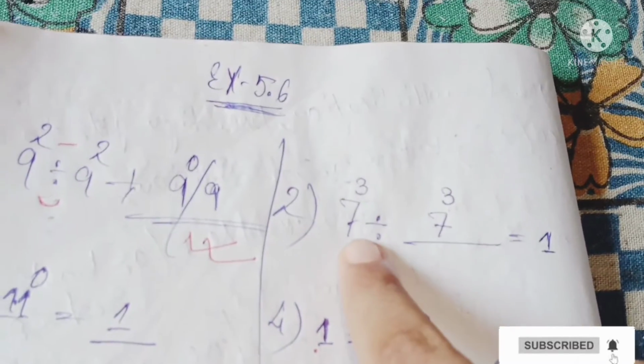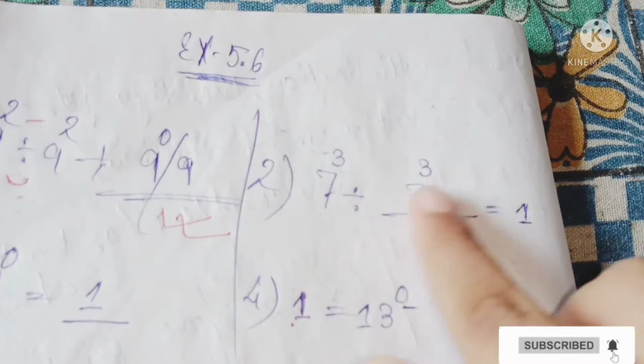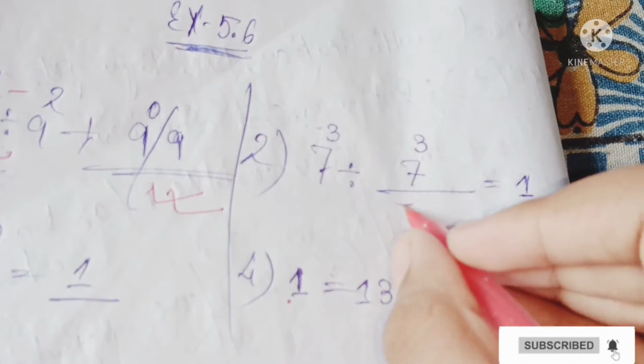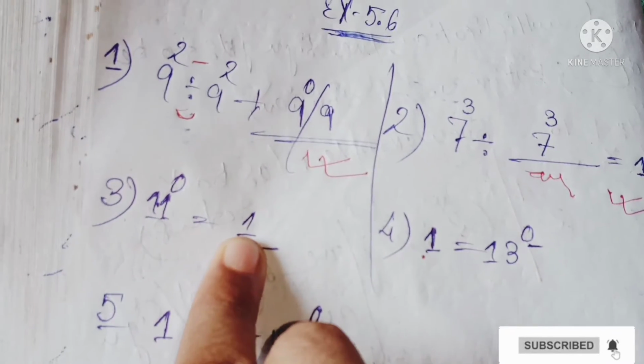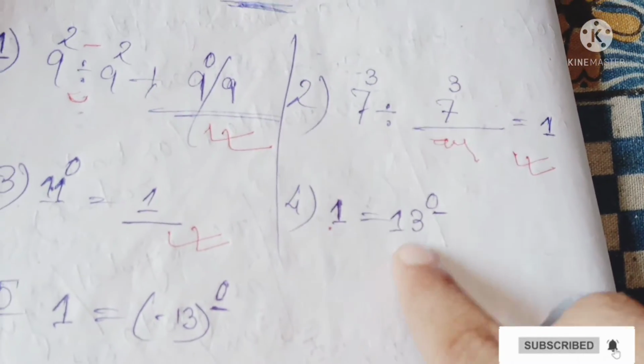And in number 2, it is 7 to the power 3 divided by dash gives us 1. Now see, 7 to the power 3 divided by 7 to the power 3, 3 minus 3 gets us 0, or 7 divided by 7 gives us 1. Okay, so our answer is fulfilled. So we can write 7 to the power 3 as our answer. And in number 3, it is 11 to the power 0 gives us 1. We cannot write 0, but write only 1. Okay, and in number 4, it is 1 equal to 13 to the power 0.